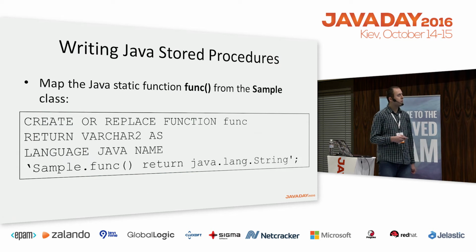And here is how you can map a Java function to a PL/SQL function. You say CREATE OR REPLACE FUNCTION, the name of the PL/SQL function. We return something which is VARCHAR2, which in Java maps to String. And we say AS LANGUAGE JAVA NAME, which means that this stored procedure will be mapped to a Java function, and then we specify the function signature, which in that case comes from the sample class, so we say sample.func, and we specify the return type of that function, which is String.